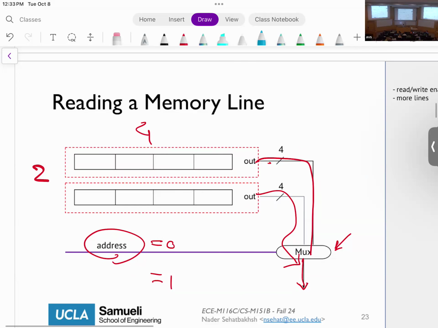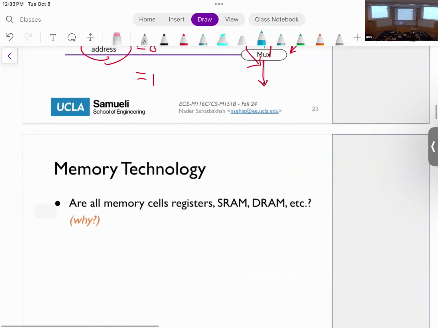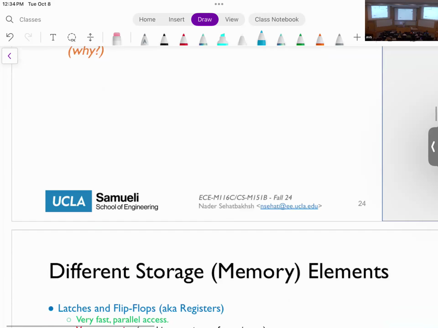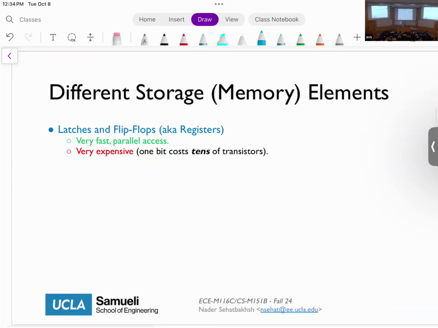All right. Basic rudimentary stuff. So now the question is, are we using the exact same cells that we use for registers for DRAM and SRAM technology? And the answer to that is no. The reason is that there is a trade-off between the cost, the latency, and the area for storing. Okay? So we typically have 4 different types of technology for memory.